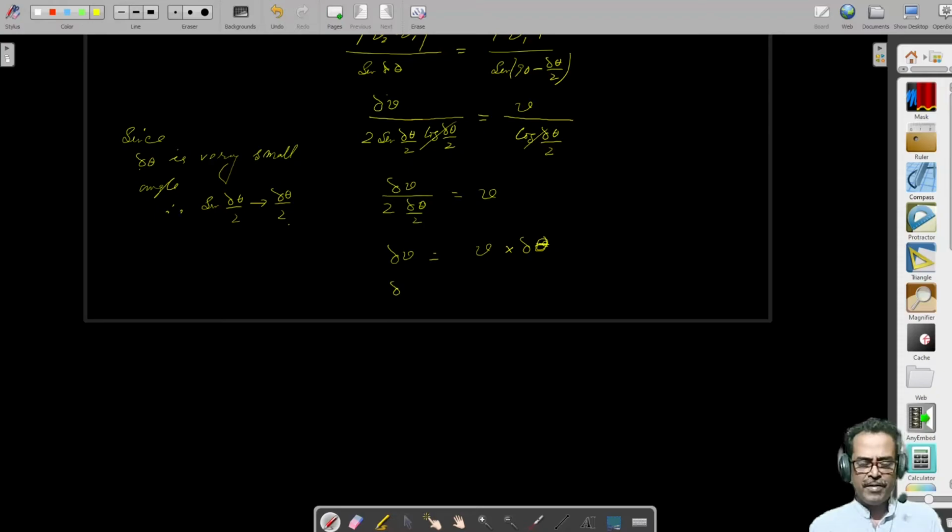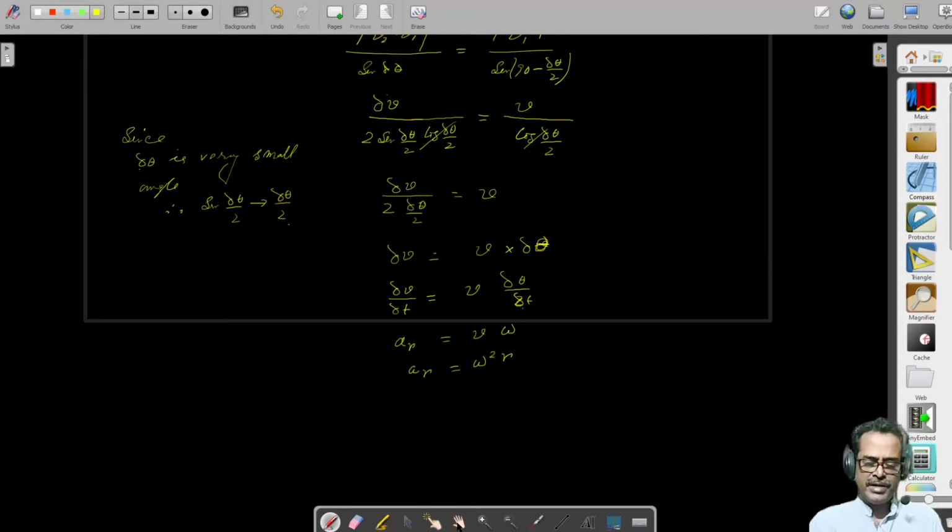So del v divided by del t, since v remains constant, is v times del theta by del t. Okay. This acceleration is called radial acceleration, is equal to v into omega, or since v is equal to omega into R, it is omega square into R.